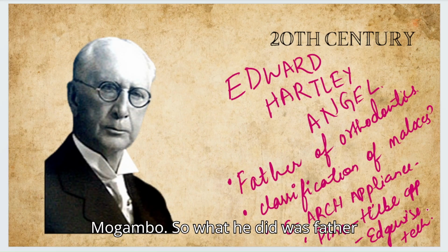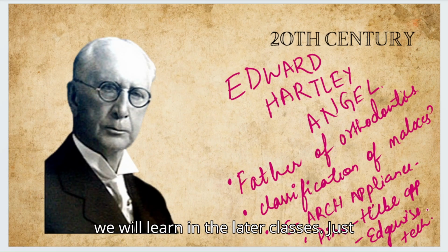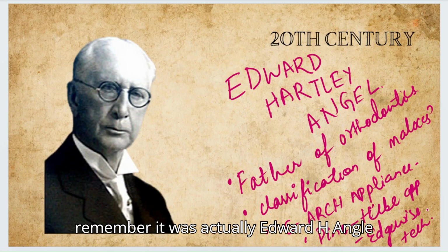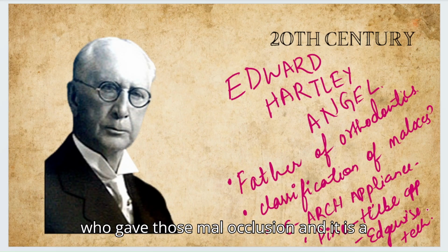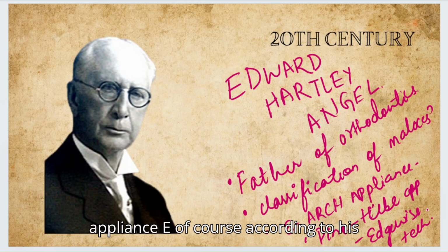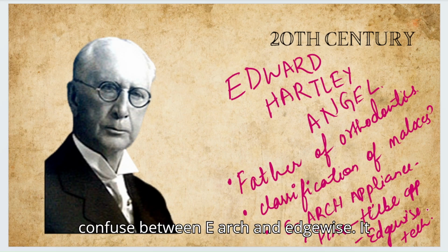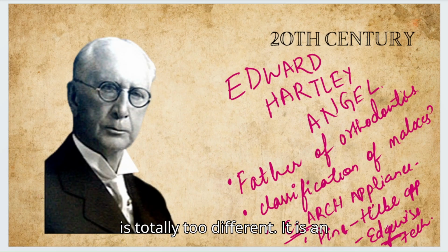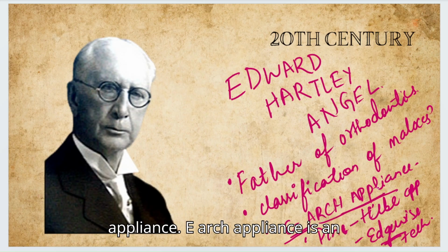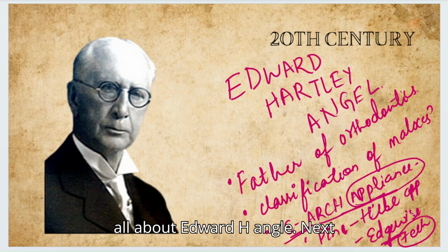Okay, so what he did was, father of orthodontics. Classification of malocclusion. Malocclusion classification we'll learn in later classes. Just remember, it was actually Edward H. Angle who gave those classes, and it is a very simple one. Next, he gave the E-arch appliance. E, of course, according to his name. E for Edward, E for E-arch appliance. Next, he gave the pin and tube appliance, and as for E, the edgewise technique. So don't confuse between E-arch and edgewise. They are totally different. E-arch is an appliance. This is a technique. An appliance can be used inside a technique. Okay, so this was all about Edward H.